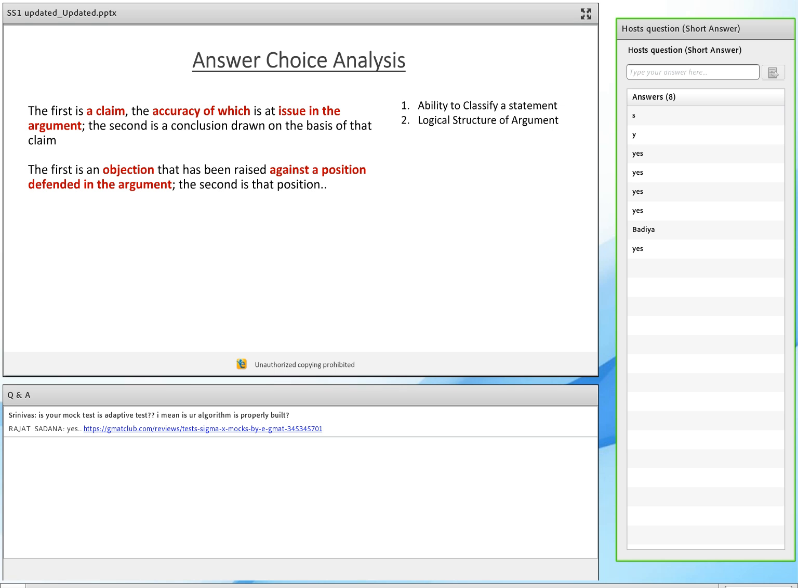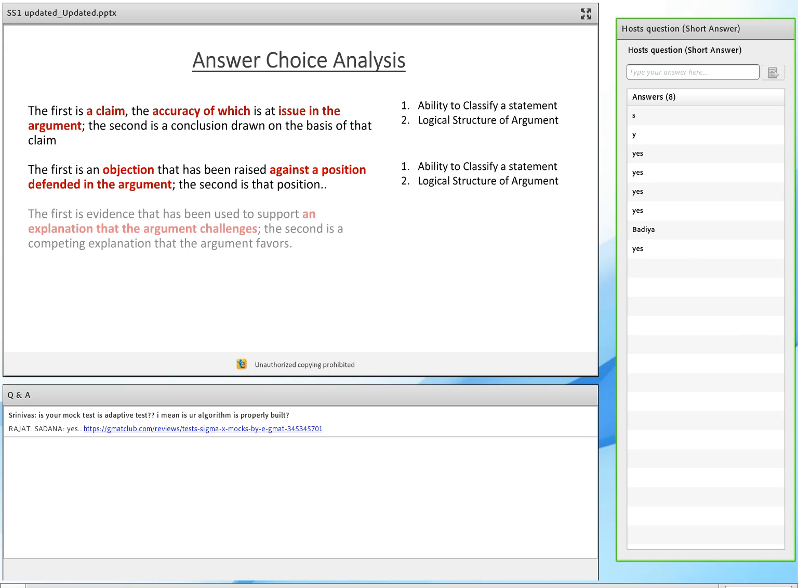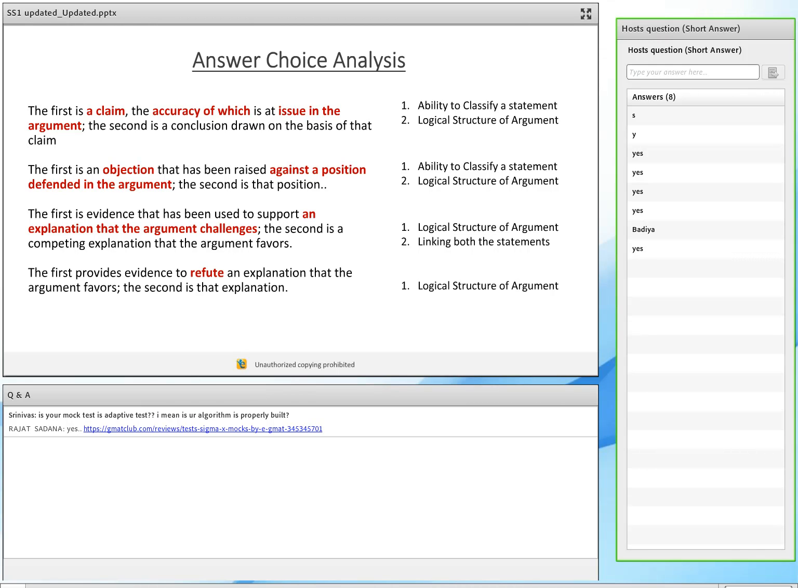Choice B says the first is an objection, which again is the ability to classify a statement as a fact or claim. An objection is a claim, and the first was a fact. Similarly, it says it has been raised against the position defended in the argument, and that is your logical structure. If you look at the logical structure, you're going to find that the first wasn't raised against any position that was defended. In fact, the argument doesn't even defend a position. Choice D, which was very popular, again plays on that logical structure of the argument and the linkages between both the statements. And choice E again plays on that logical structure of the argument.